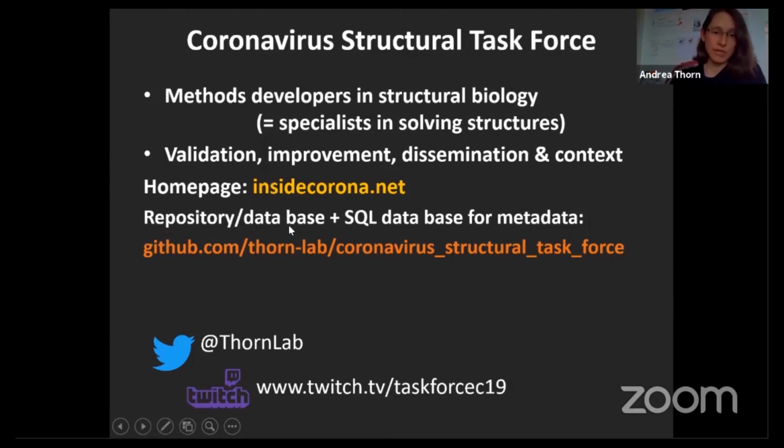And we have a repository and database of our validation results and structures, plus a small SQL database for the metadata, which can be found on GitHub. We also use, like many scientists now, Twitter. And if you're really bored, you can also watch us on Twitch while we work on structures.